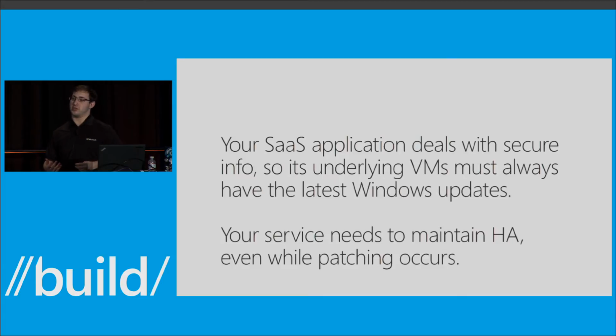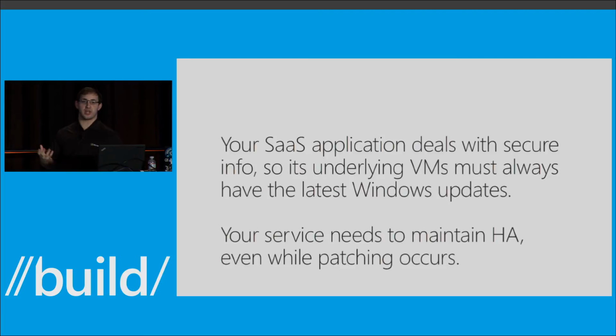Another thing that would be really great to do is, let's say, the same SaaS application, and the VMs that are behind the SaaS application running it deal with secure customer information. So you really need to make sure that they stay up to date in terms of security updates from Microsoft. At the same time, you need to maintain high availability because people want to use the service, so you can't take it down. So how do you keep security up to date and high availability up to date?